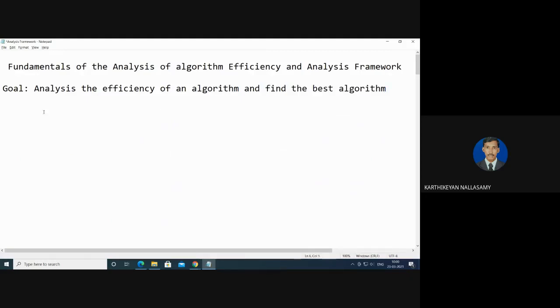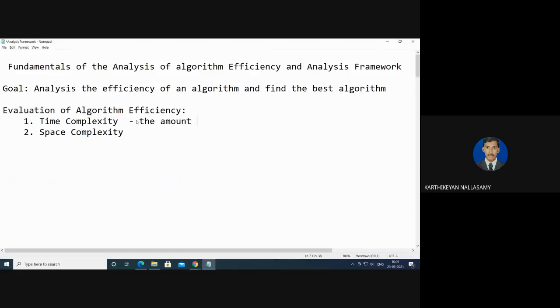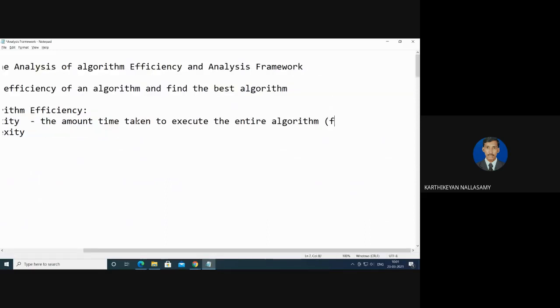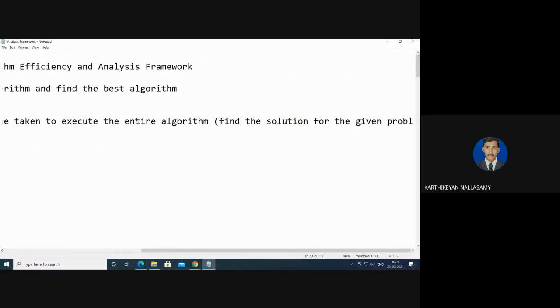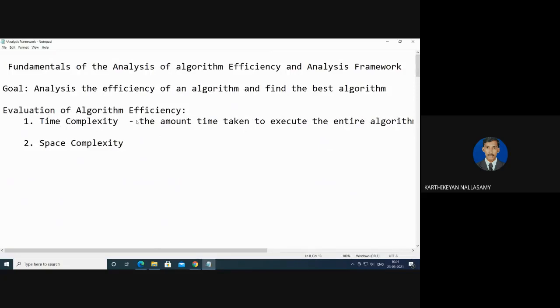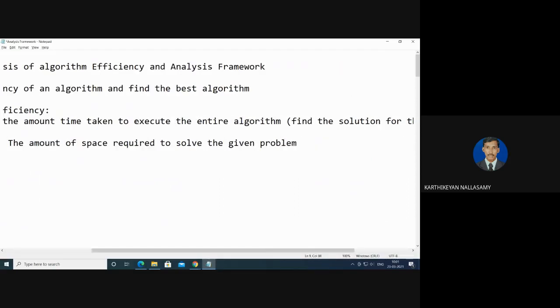best algorithm. So normally, algorithm efficiency can be calculated in two ways. One is time complexity, another one is space complexity. Already we know that time complexity means the amount of time taken to execute the entire algorithm, or the time taken to find the solution for the given problem. So this is the definition of time complexity. And the next thing is space complexity: the amount of space required to solve the given problem is called space complexity.